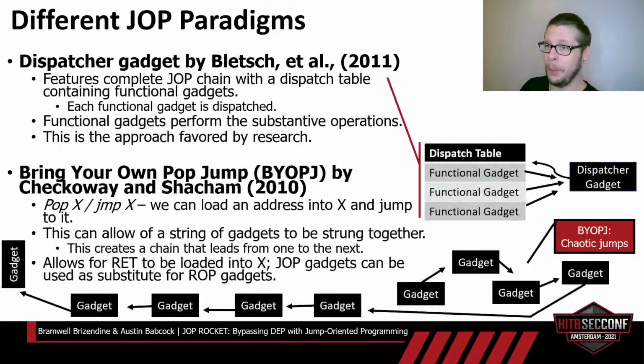Now, there are some different paradigms or different ways to do Jop, and we're going to focus on the first one, which is the dispatcher gadget paradigm, where we have a dispatch table containing addresses for functional gadgets, and these are dispatched. The other way to do it is the bring your own pop jump paradigm, where we continuously load the address of the next gadget and at the same time also do the more substantial operation. So it can be very chaotic and very twisted, maybe not too practical.